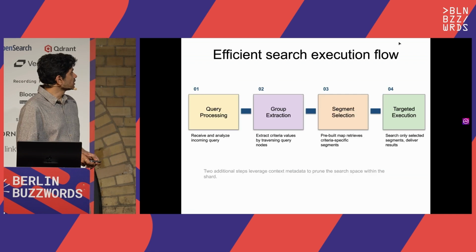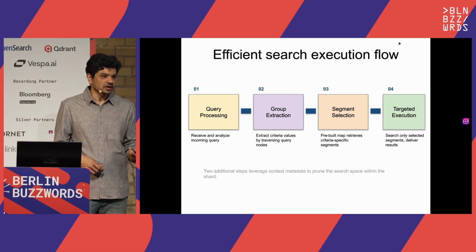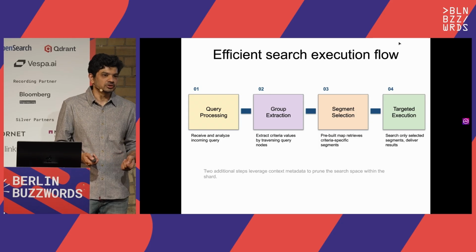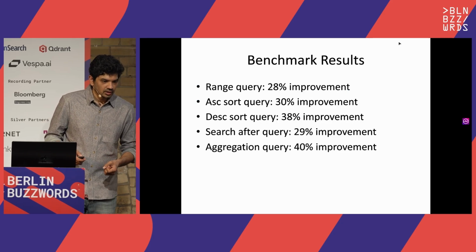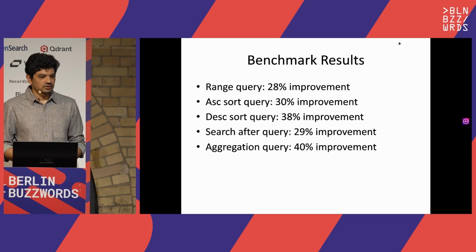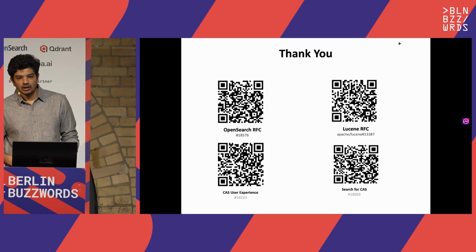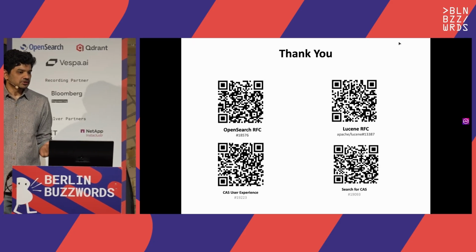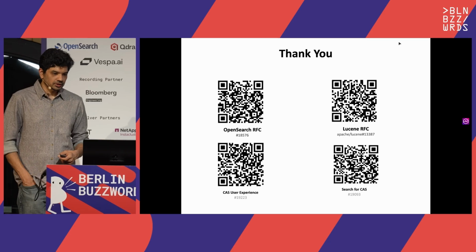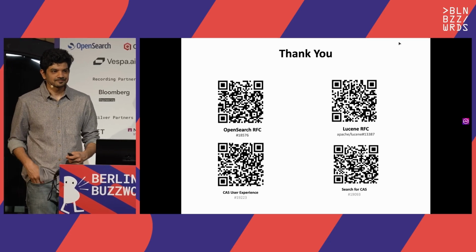So this is the end-to-end flow. The only two added steps here are group extraction and segment selection, which is pretty lightweight. Some benchmark query results here show around 30 to 40% improvements. And thanks a lot. These are some QR codes if you want to read up more on it. Thanks a lot.